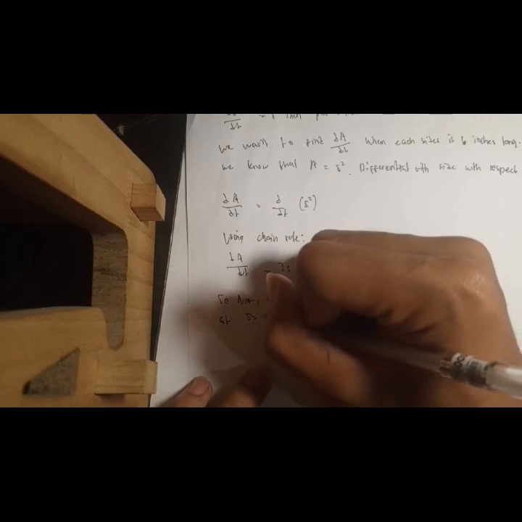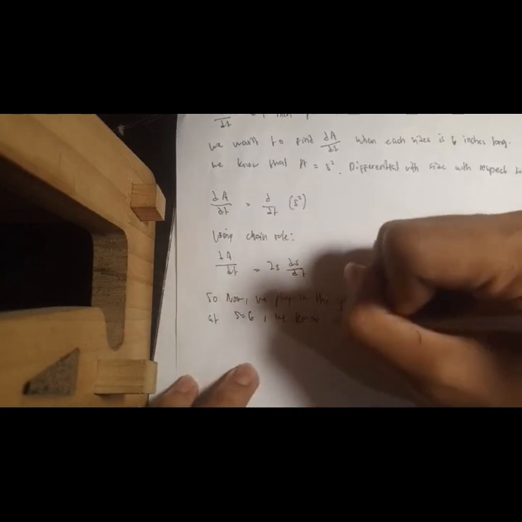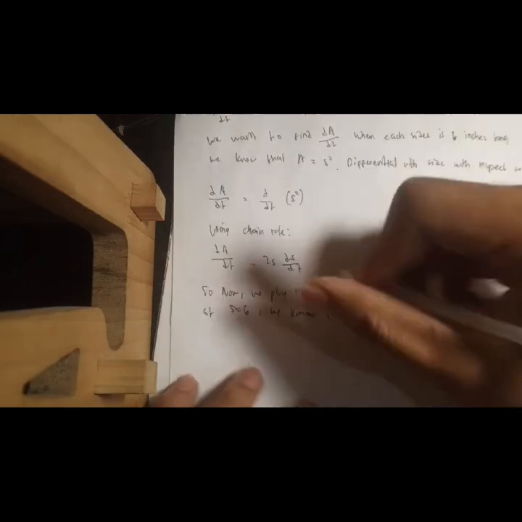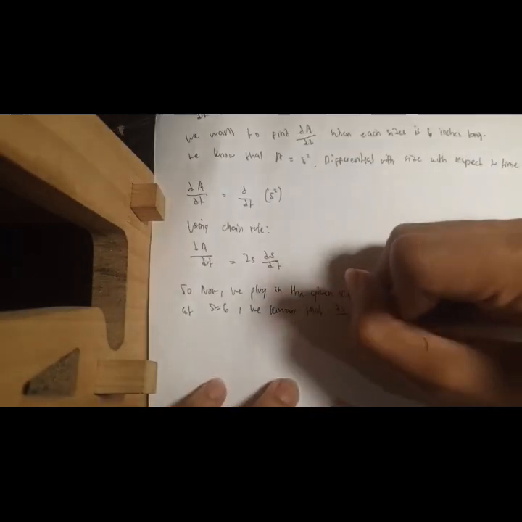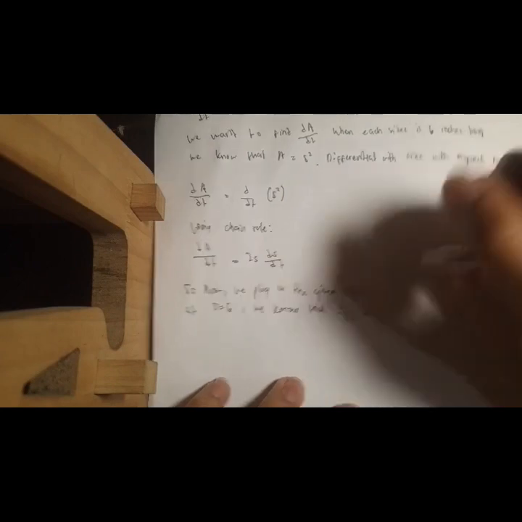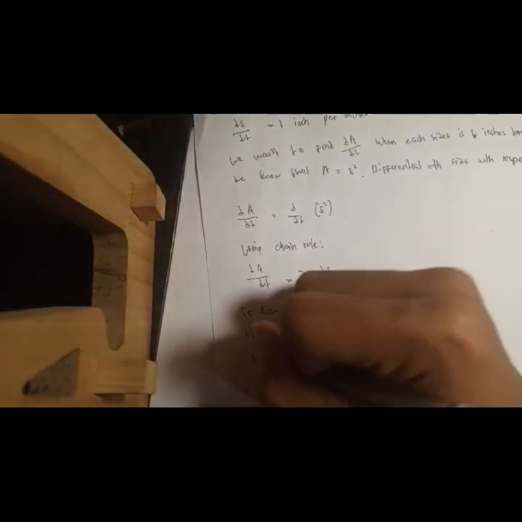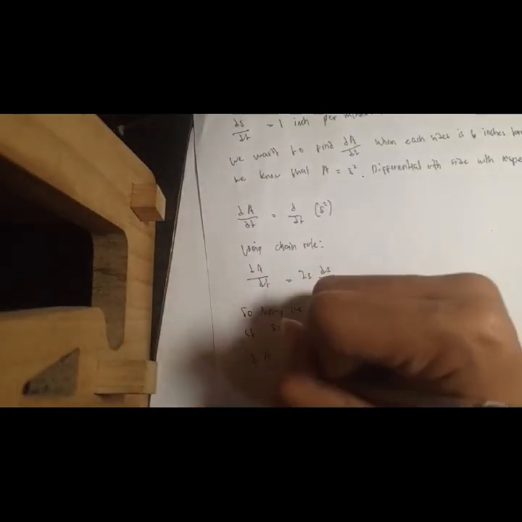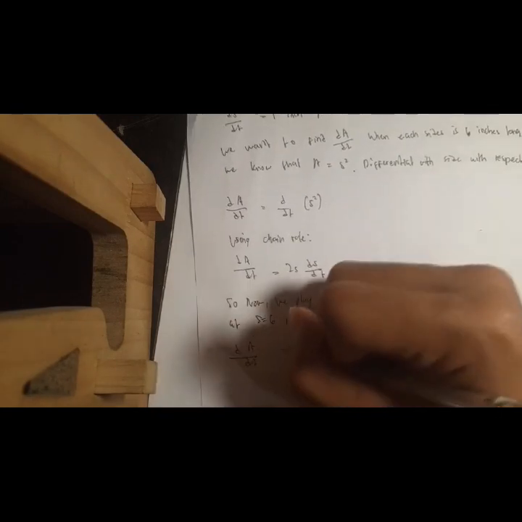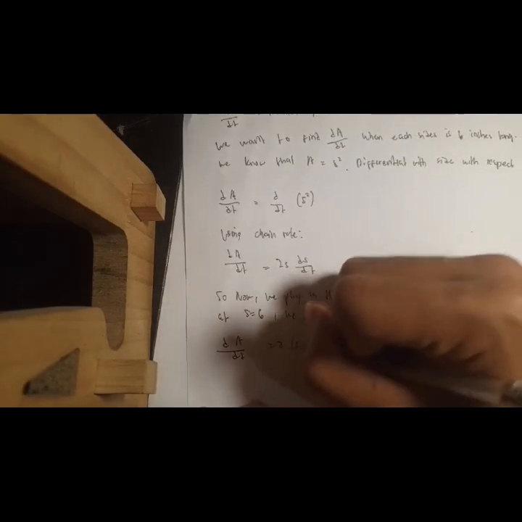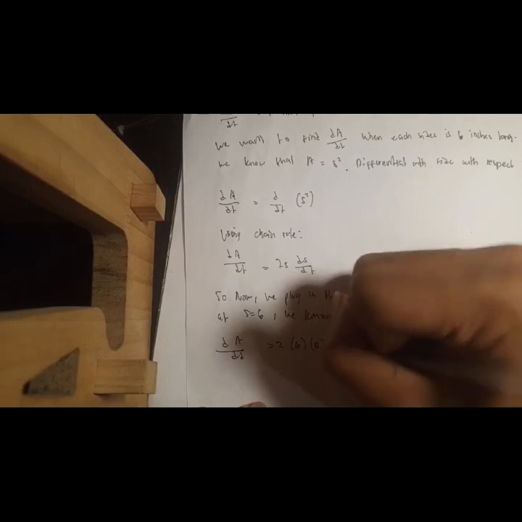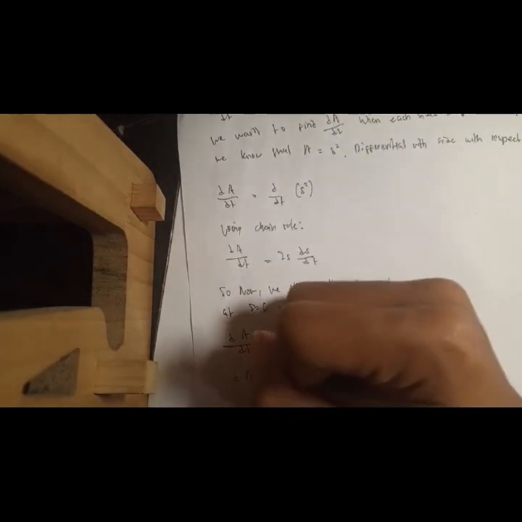At s equals 6, we know that ds over dt is equal to 2. So dA over dt is equal to 2 times 6 times 2. dA over dt is equal to 24.